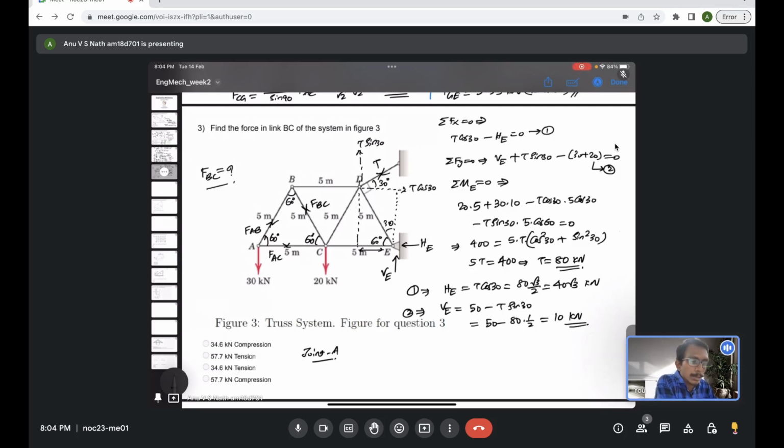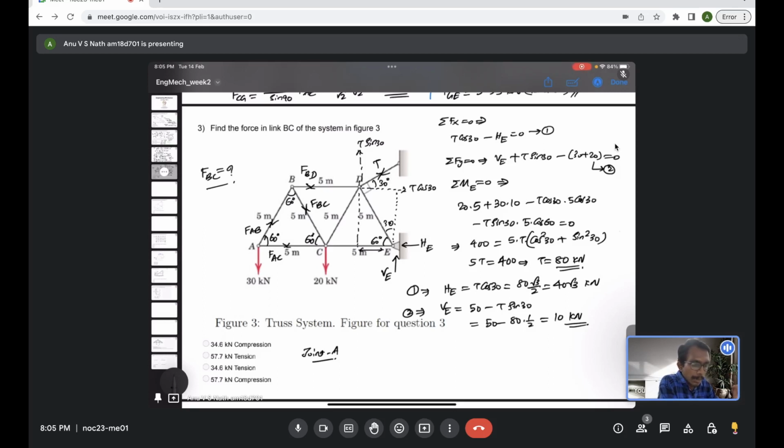For that we have to either consider joint B or joint C. But if you directly consider joint B, which has unknowns FBC, FAB and also FBD, three unknowns, but only two equations are present for joint B, so you won't be able to evaluate that at the moment. If you know one of them, then you can evaluate the other two, because only two of them you can evaluate at the moment.